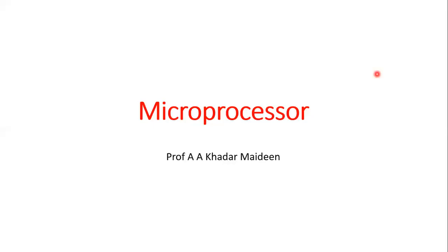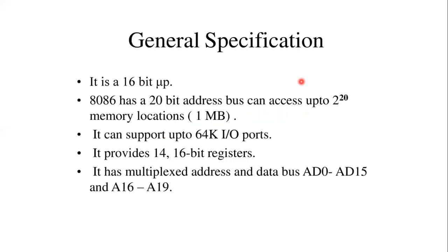Good morning, students. In this class, we are going to discuss the architecture of the 8086 microprocessor. Already in the pin diagram, we have seen the general specification. It is a 16-bit microprocessor. It has a 20-bit address and can access 2 power 20, that is 1 MB memory locations. It can support up to 64K IO ports.